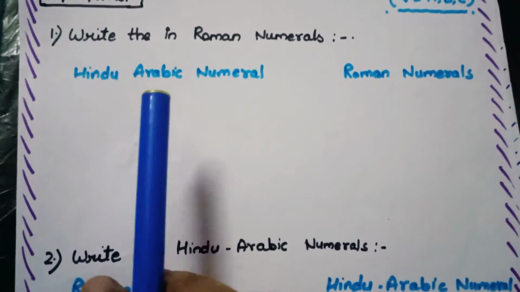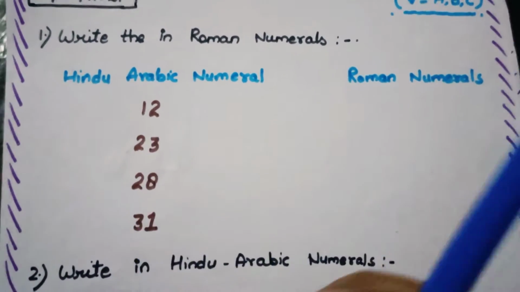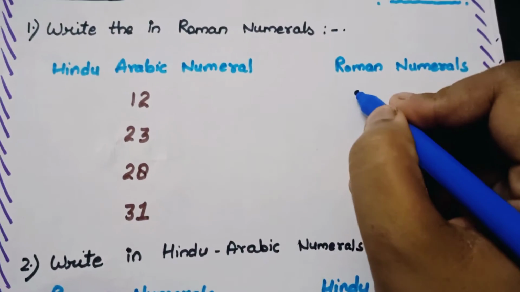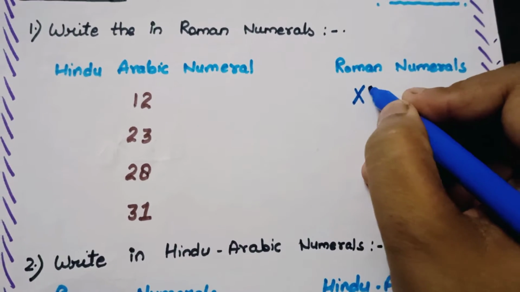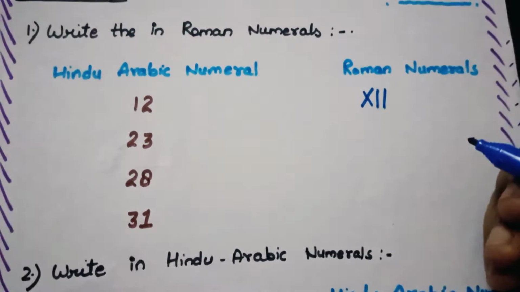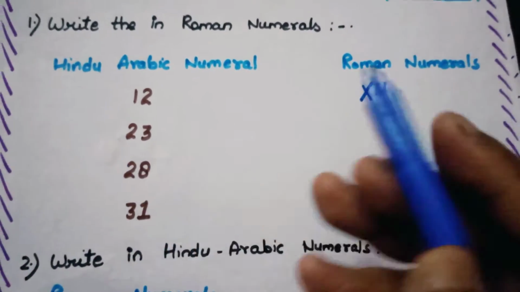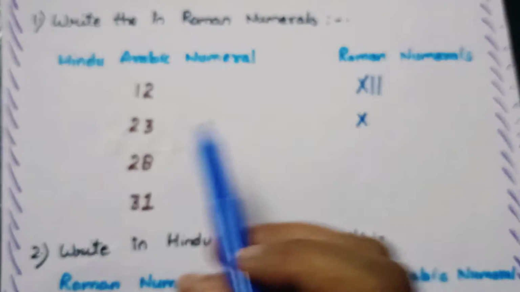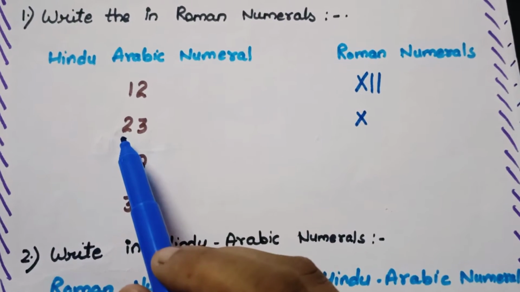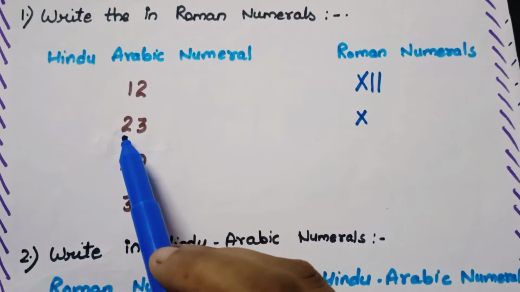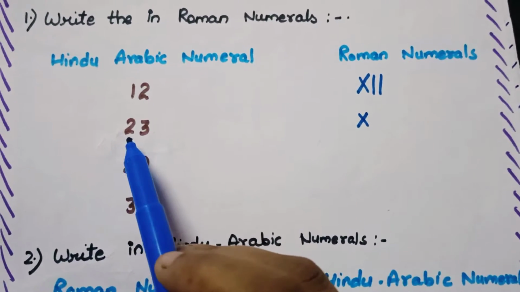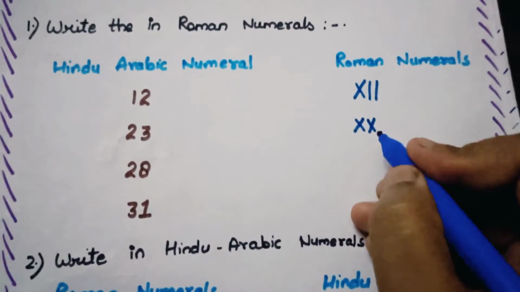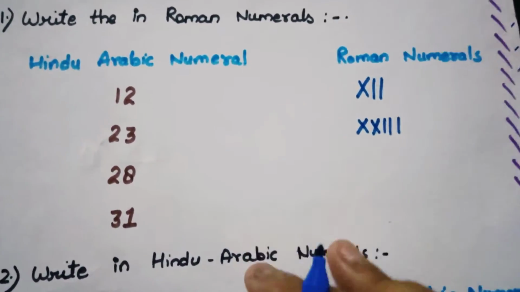See, the first number that is given to us is 12. How to write 12 in Roman numerals? We have to first of all write X and then for 2 we write II. Okay, then 23. For 23, how do we convert it to Roman numerals? We can also expand it, and after expanding we will get 20 plus 3. So the Roman numeral for 20 is XX and the Roman numeral for 3 is III.